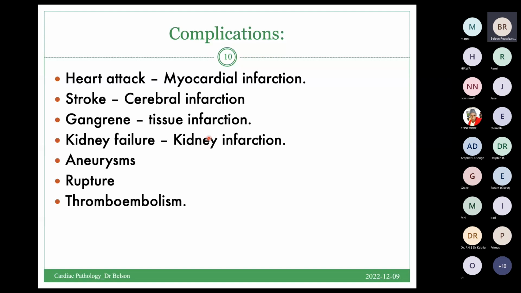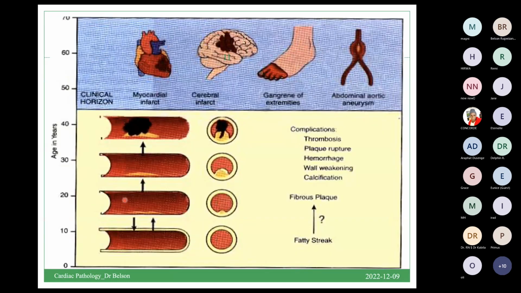If it happens to the kidney, it will of course cause kidney failure, because the kidney will no longer be able to do glomerular filtration. Other consequences are aneurysms. It means there is a subrupture of the wall of a vessel somewhere, and it can be a complete rupture and a thromboembolism. So I think this is what we were explaining.